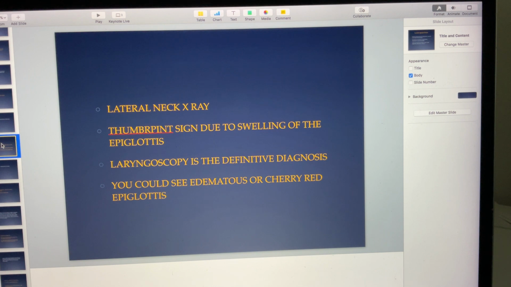Okay, and you want to keep in mind that laryngoscopy is the definitive diagnosis. And when you do laryngoscopy, you could see edema or cherry red epiglottis. That is diagnostic.